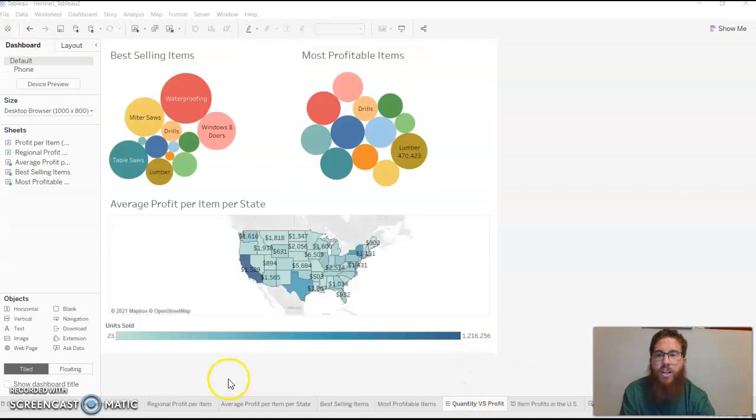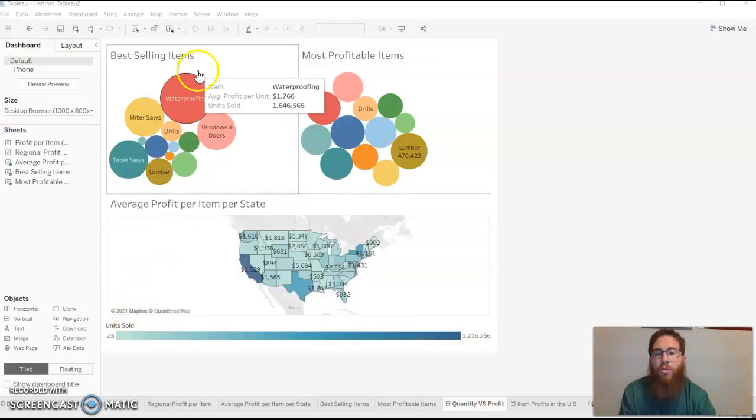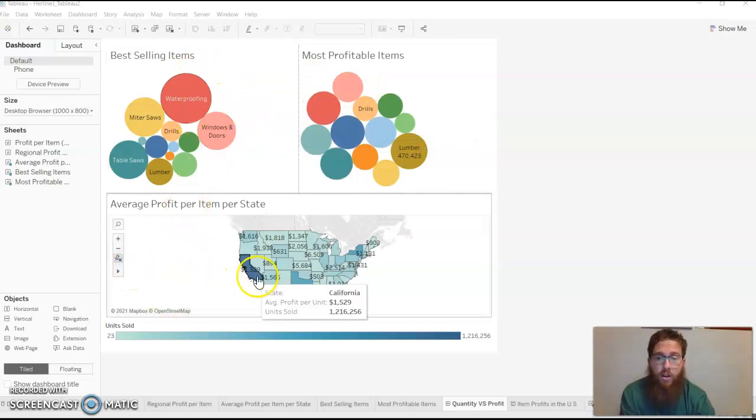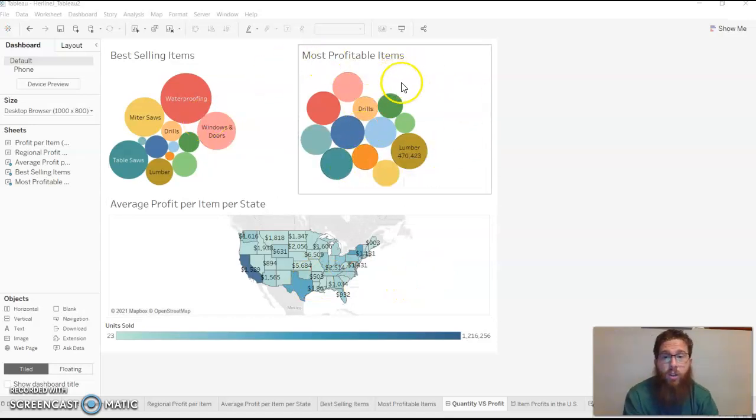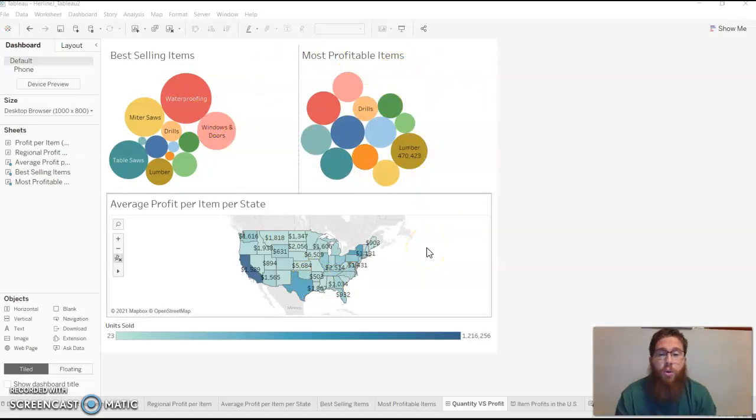Moving on, we go to our dashboard. I'm using the previous two worksheets, actually the previous three, so we can look at our sales across the country, we can look at our best-selling items, and we can look at the profit per item across the whole country.